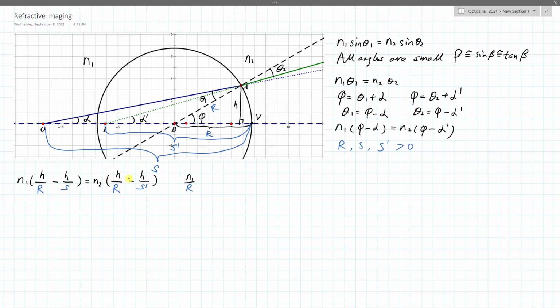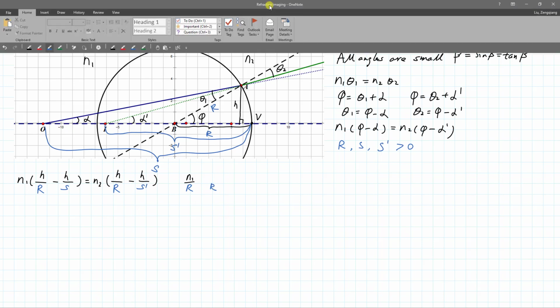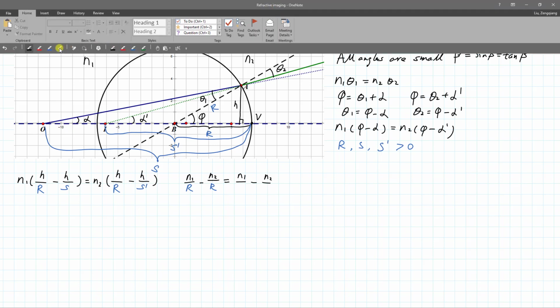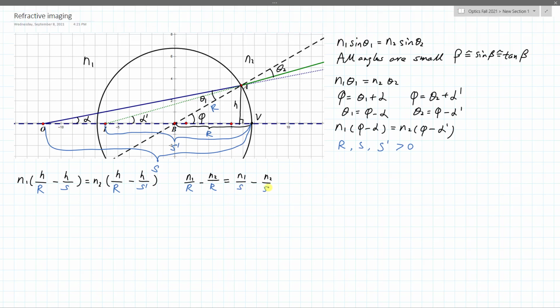So we'll have n1 over r, and we also have n2 over r, so minus n2 over r. So let's position the r over here. Those are the two terms. And we have the n1 with a negative s, we'll put it on the other side. So that becomes n1 over positive s. And then we have the n2 over the s prime, so n2 over s prime is a negative. Here's s, here's s prime. Okay, so finally we're done with all this coloring.